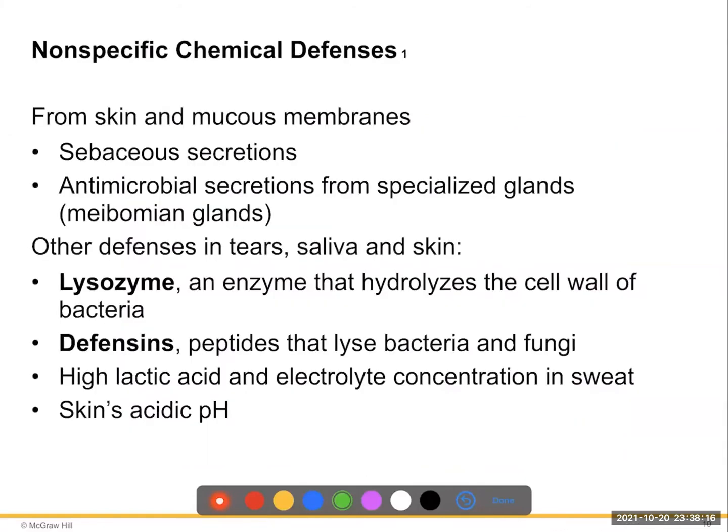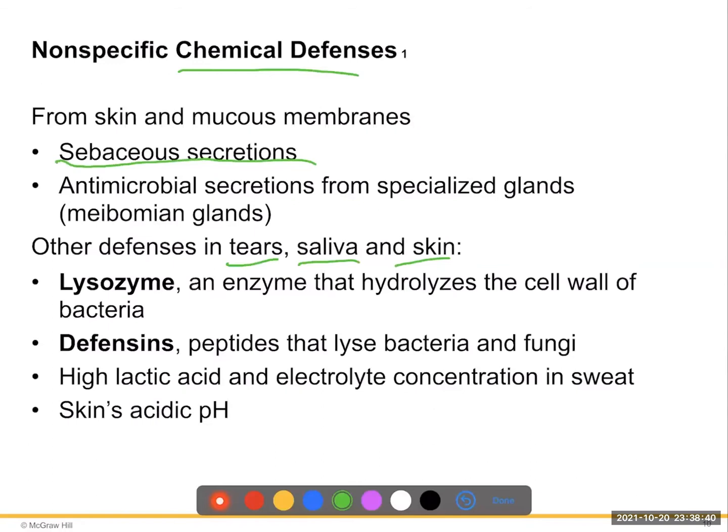Okay, non-specific chemical defenses. From your skin and mucus, sebaceous secretions on the hair follicles. Antimicrobial secretions from special glands. Meibomian glands secrete special antimicrobial secretions. Other defenses are your tears we talked about, saliva, and the skin itself as a physical barrier.